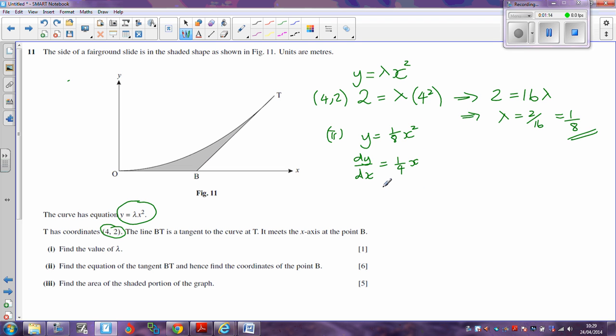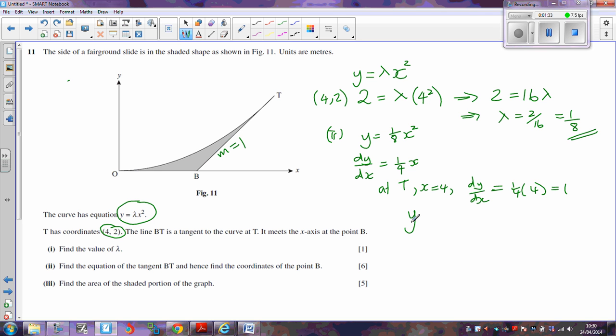So it means that at the point T, well, we know that x is equal to 4. We know that dy by dx is going to be a quarter of 4, and a quarter of 4 is just 1. So the gradient of this tangent is going to be 1. So the equation of the tangent, if we use the normal y equals mx plus c, we know in this case that y is equal to x plus c.